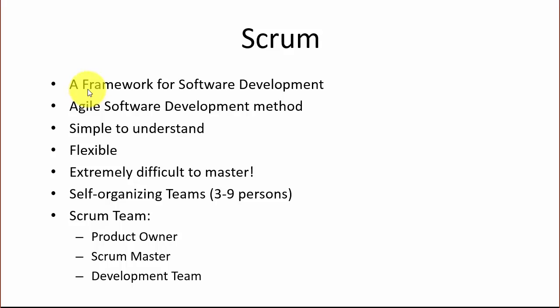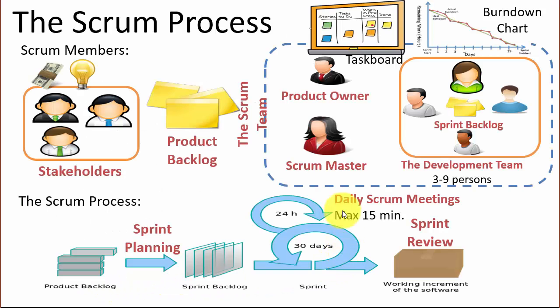So Scrum is a framework or a process for software development, and it's part of the Agile software development methods or processes. It's very simple to understand, it's flexible, but it may be extremely difficult to master in practice. It consists of self-organizing teams from 3 to 9 persons. In a Scrum team, you have a product owner, you have a Scrum master, and you have a development team. So here you see an overview of the Scrum process.